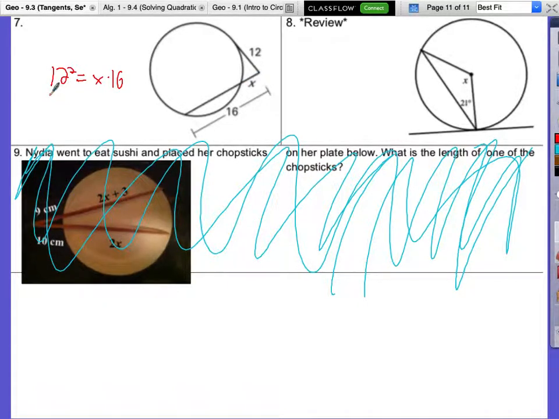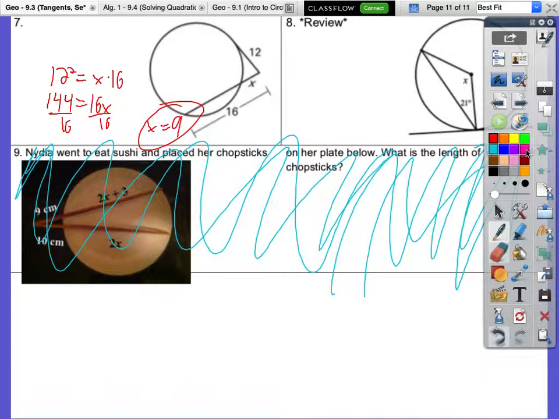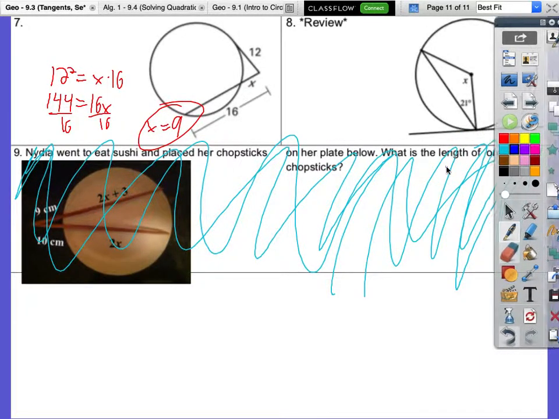12 squared is 16 times x, so 16x divided by 16. Questions on that one at all? No. Okay. On number 8. It says review because it is. Okay, let's look at number 8 here.